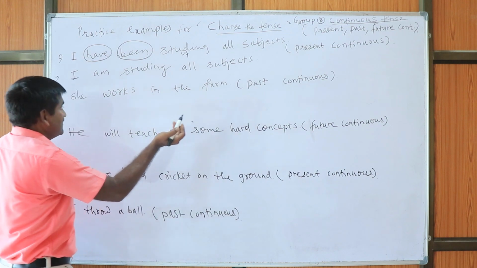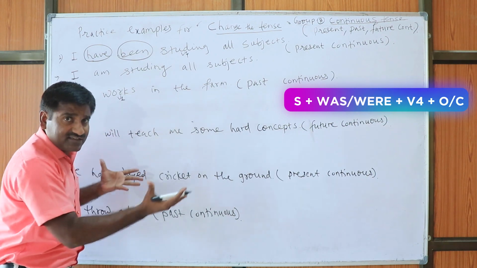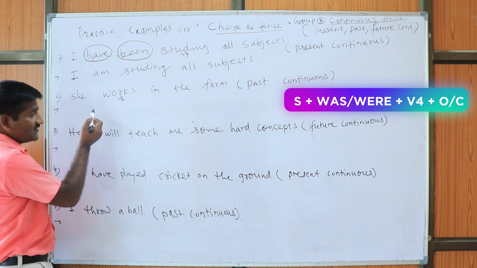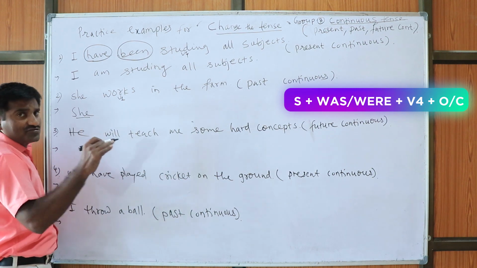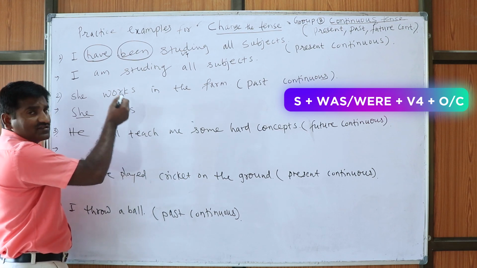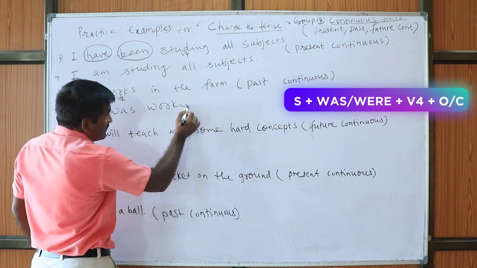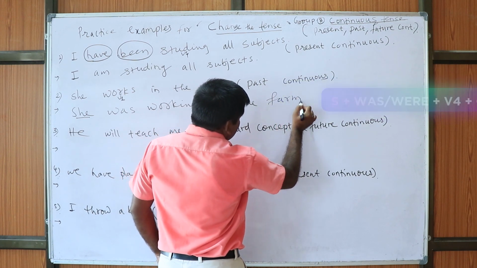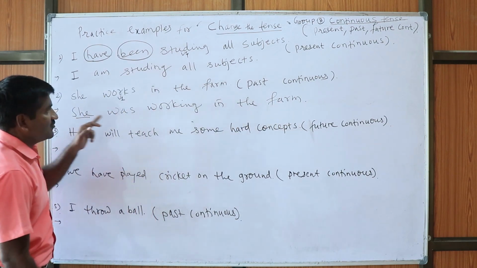Second one, she works in the farm. We want to make past continuous. Here the simple present has V1. So what is the formula of past continuous? S plus was were plus V4 plus OC. Here the subject is she. I am writing this. Then was were: since the subject is singular, the singular helping verb is was. She was. Then transform this V1 into V4. What is the V4 of work? That is working. Then the complement we copy paste. So now we have changed this simple present into past continuous. That is, she was working in the farm.